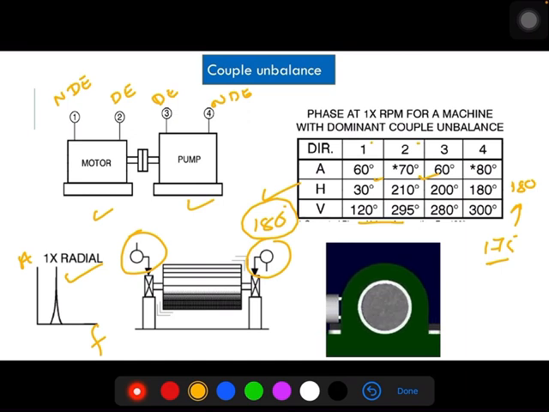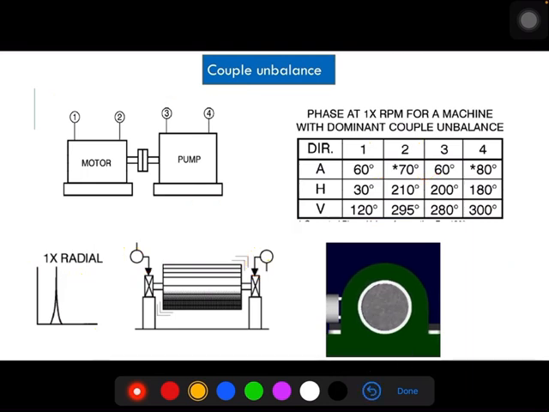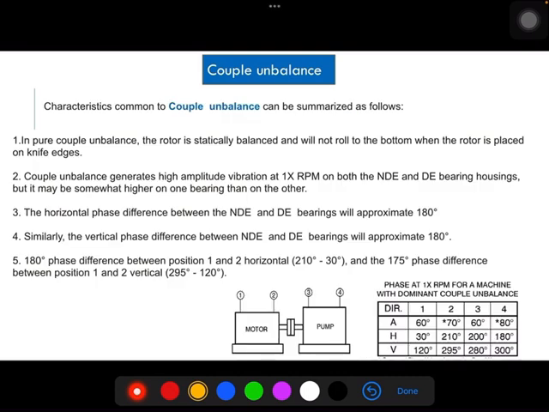This arrow mark is here and this arrow mark is here. This is 180 degrees out of phase across DE and NDE. So, to summarize, we can summarize these characteristics of couple unbalance as below.